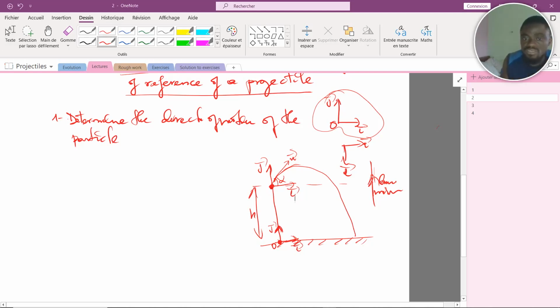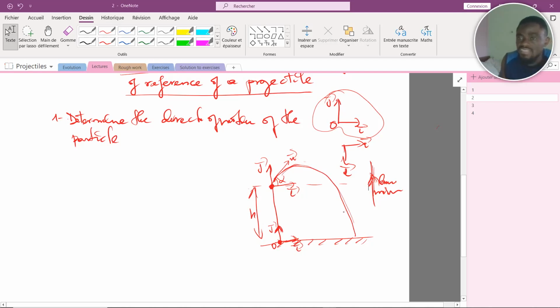They say a particle is projected from a height h above the floor vertically upward. So if it is projected from a height h, this is your h, projected vertically upward. So this will be the diagram. Is that okay? This is your direction of motion.